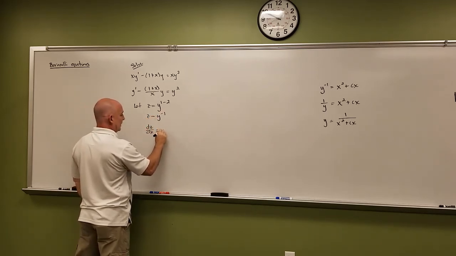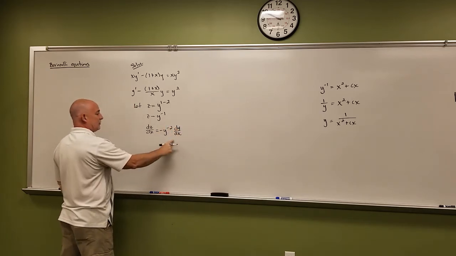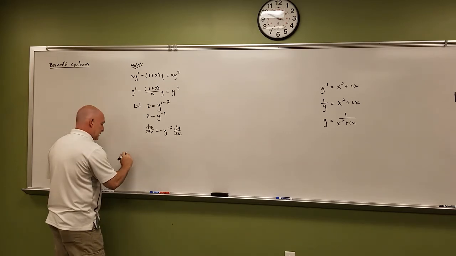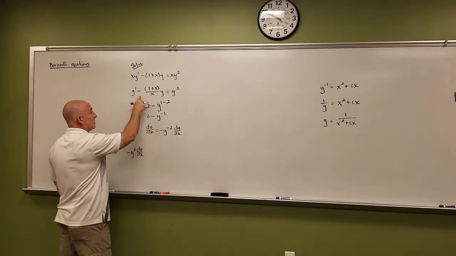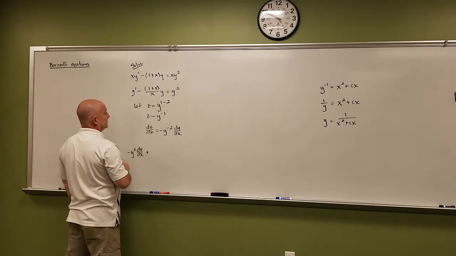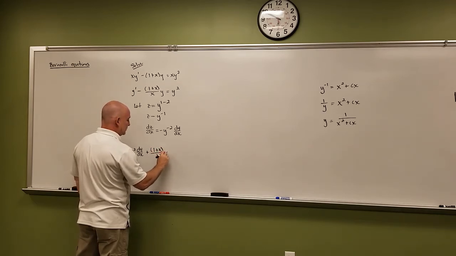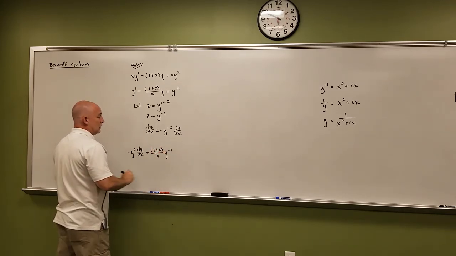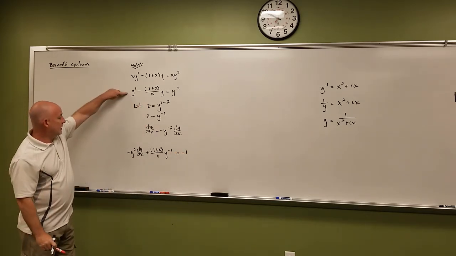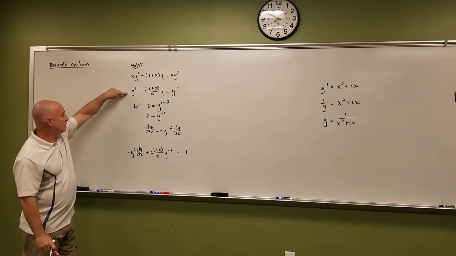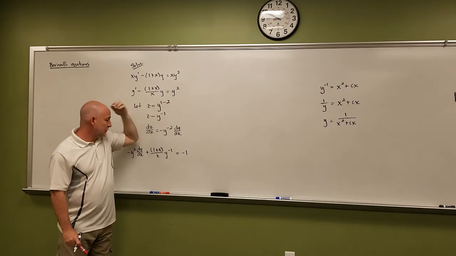dz dx is equal to negative y to the negative 2 dy dx. We're going to multiply through by the negative y squared. So I get negative y squared dy dx. That's with the first term. Plus that gives me 1 plus x over x times y to the negative 1 is equal to negative 1. Right? Multiply this by negative y to the negative 2, multiply this by negative y to the negative 2. Same thing on the other side.